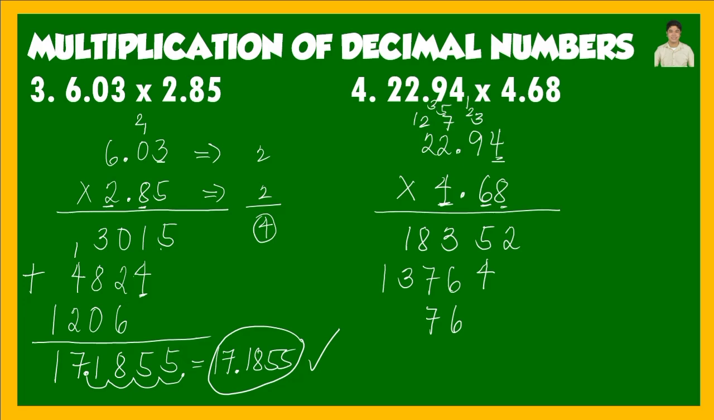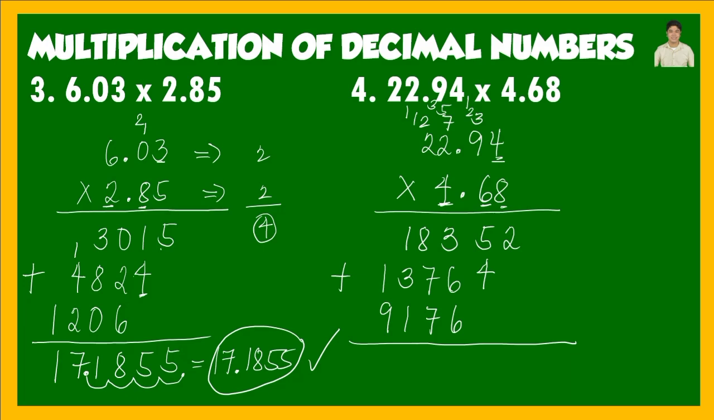Now 4 times 2, that is 8 plus 3, 11. So sulat lang natin is 1 and then carry 1. So 2 times 4, that is 8 plus 1, 9. So, tapos na po tayong mag-multiply. Mag-add naman po tayo ngayon.